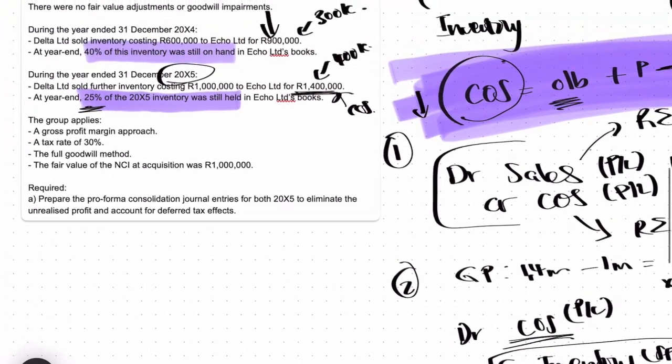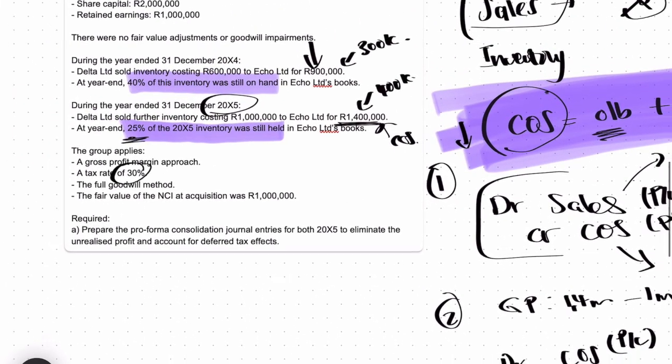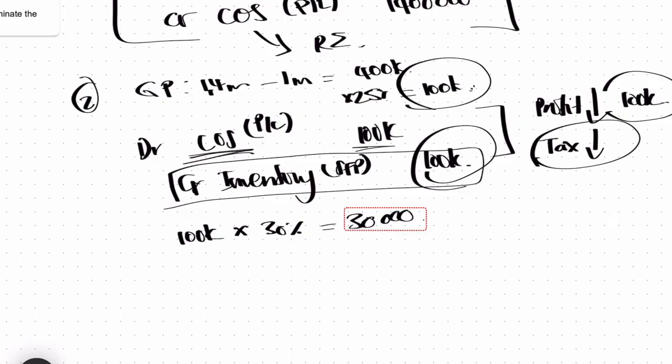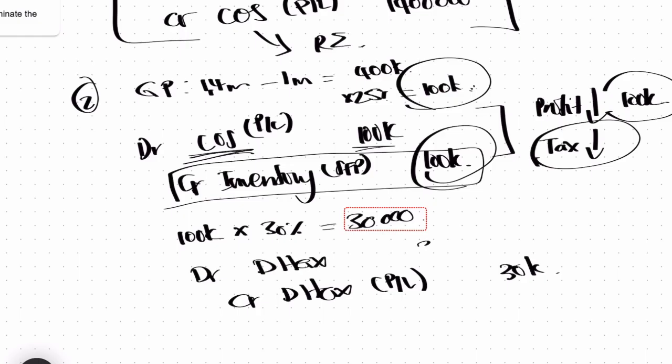The tax rate that we are told we are dealing with here is 30%. So I am going to take that 100K and multiply it by 30% to give me 30,000. That is the adjustment on my tax. And so in order to decrease the tax expense, what must I do? I must credit my deferred tax in profit or loss by 30,000, and then I would debit my deferred tax by 30,000 in the statement of financial position.